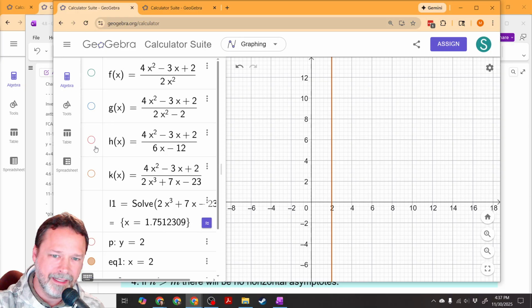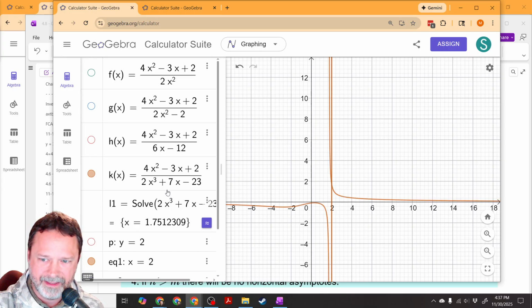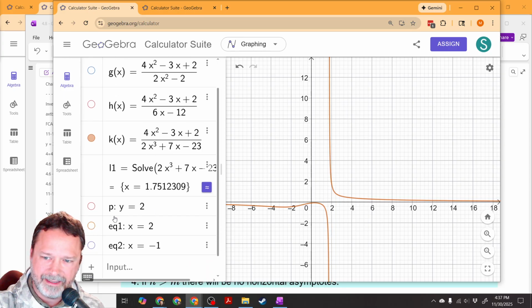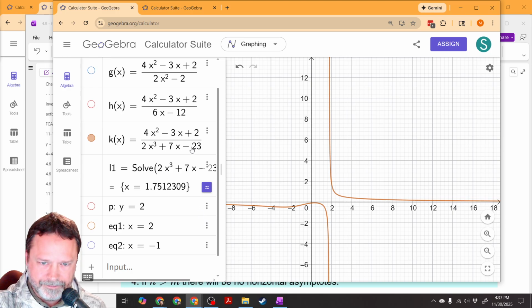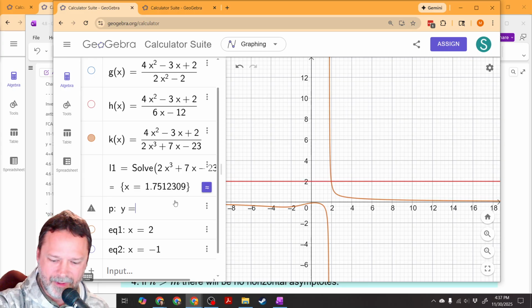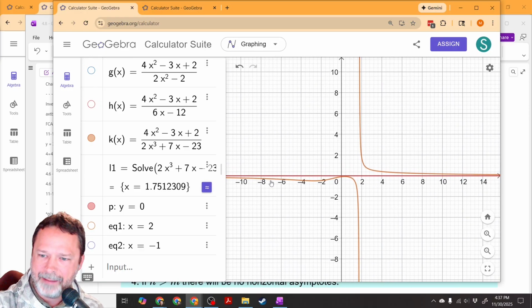The last one I wanted to look at was where the denominator has a higher degree than the numerator. Okay, what's going on there with that guy? So what did it say we were going to do? Oh, yes, it says whenever the degree in the denominator is larger, we always have a horizontal asymptote at y equals 0. That's what it was saying. And again, there it was.